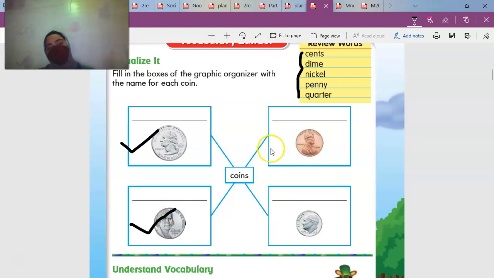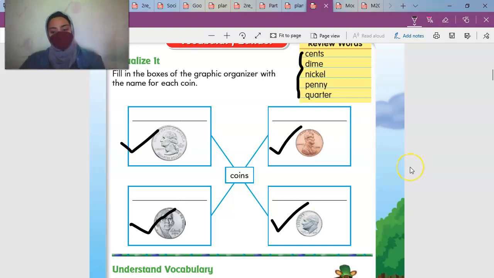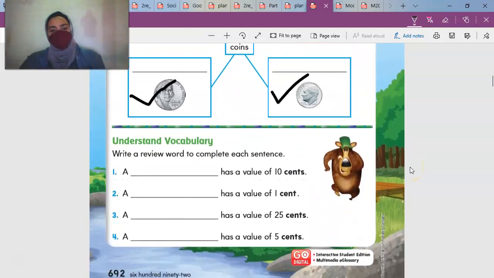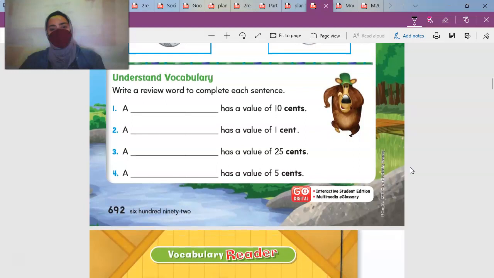5 cents. What is this coin, class? A penny. How much is it worth? 1 cent. What is this coin, class? A dime. How much is it worth? 10 cents. Excellent job. Write a review word to complete each sentence.